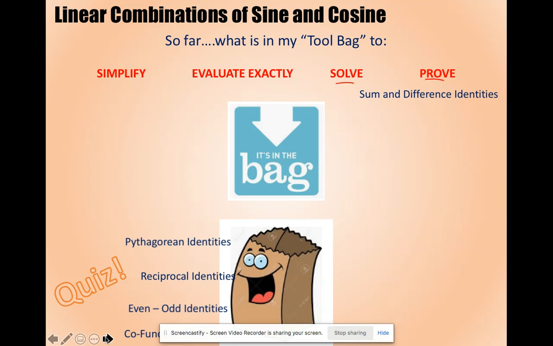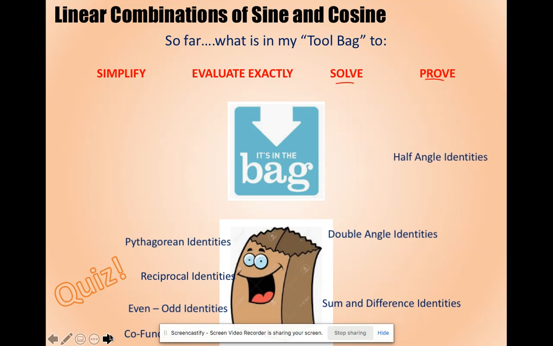Sum and difference identities, in the bag. Double angle identities, in the bag. Half angle identities, in the bag. Power reducing identities, in the bag.